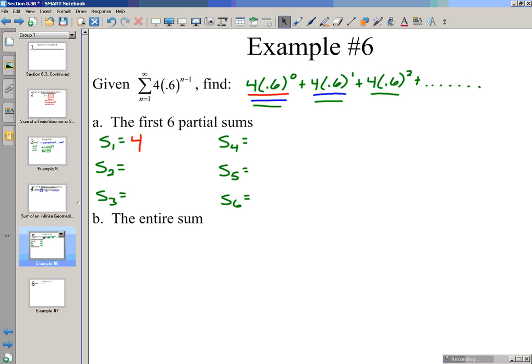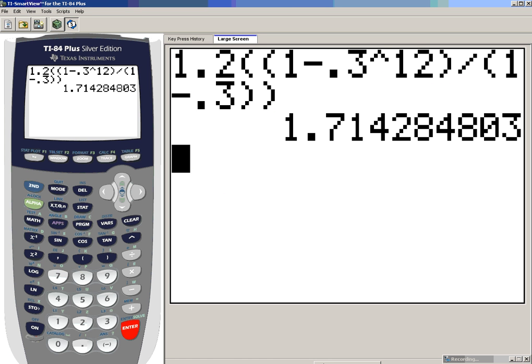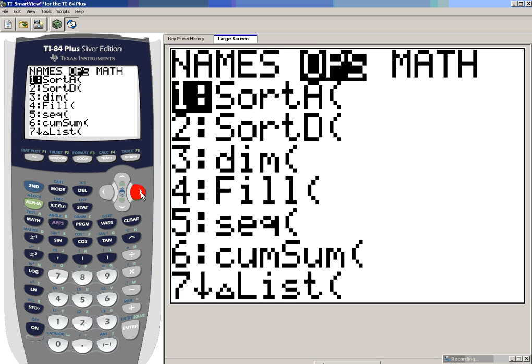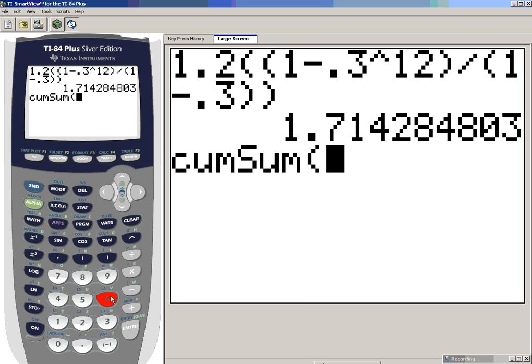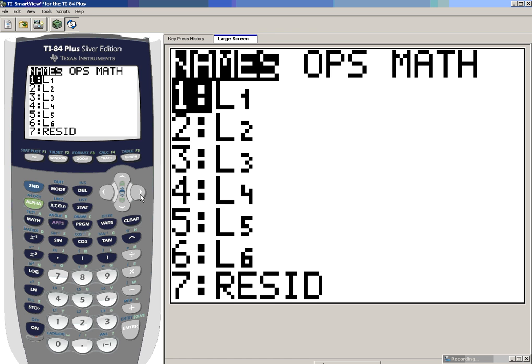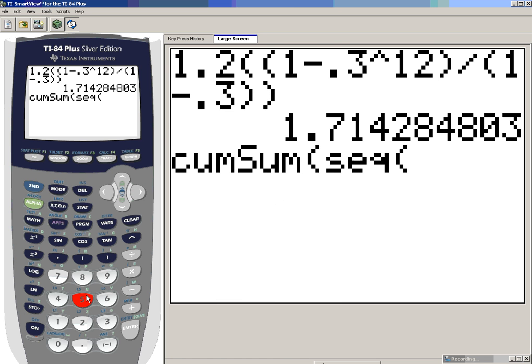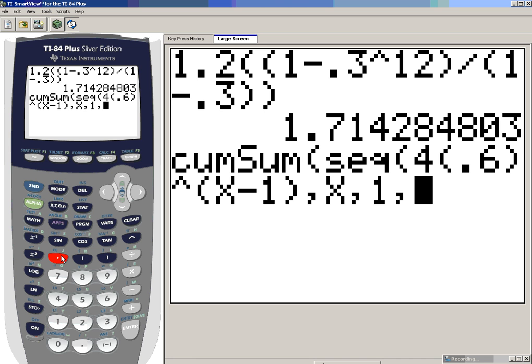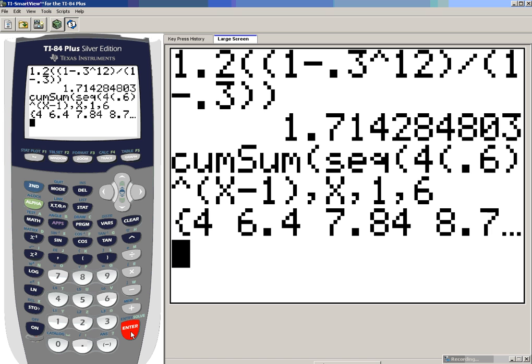This can also be done on the calculator. So let's take a look at it on there. Back into your list menu. Operations. Command number 6 is cumulative sum. Into your list menu again. Operations again, cumulative sum of the sequence. Now put that sequence into your calculator. 4 times 0.6 raised to the x minus 1 power, comma, in terms of x, comma, lower bound, comma, upper bound. We want to know the first 6 sums.